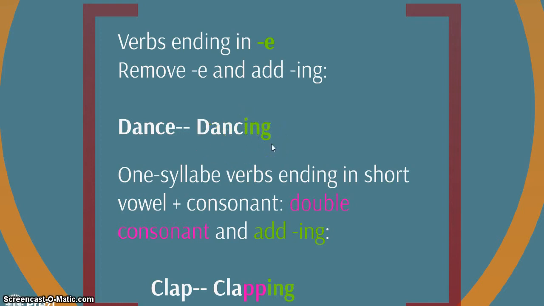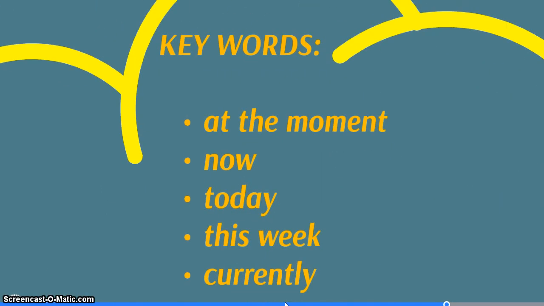Okay? Now, second rule. One-syllable verbs. Verbs with one syllable, which end in a short vowel. Short, not long. Plus consonant. What do we do? Like, for example, clap is short vowel, a, and a consonant, p. We double the consonant and then we add ing. So clap, clapping. We double the consonant and we add ing. Very good. As it happens with the present simple, we have some keywords we can use with the present continuous. These words mean that the action is happening now.